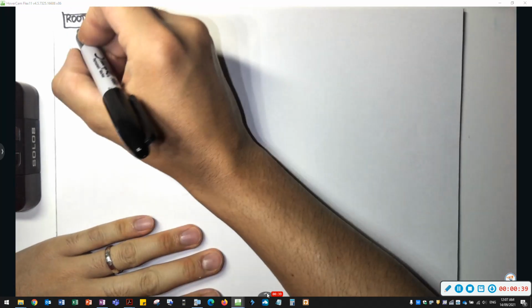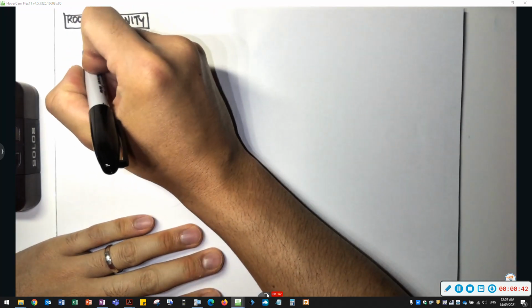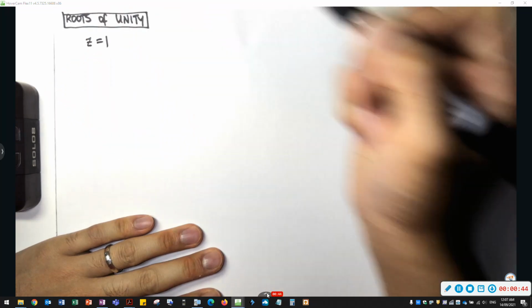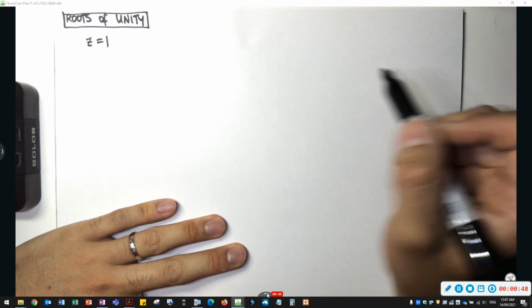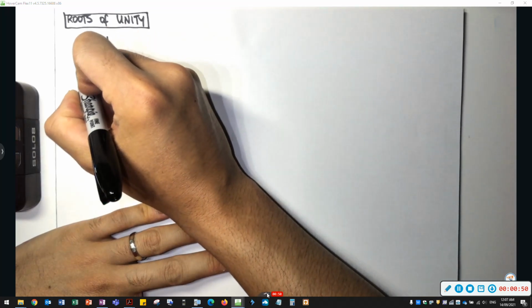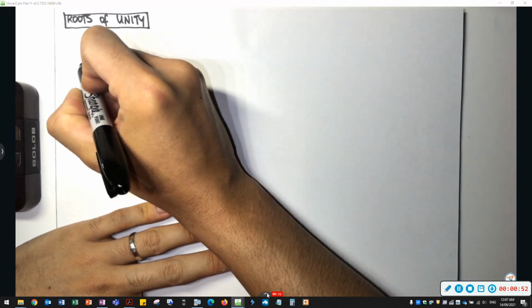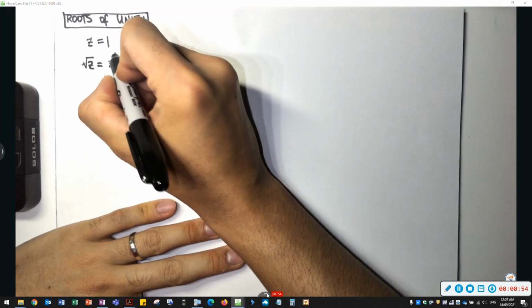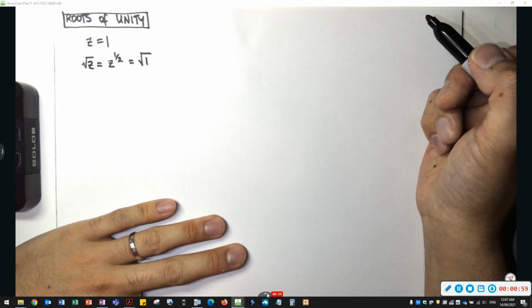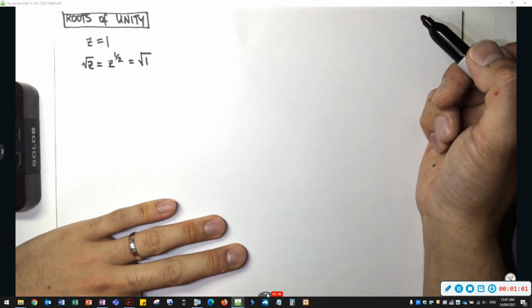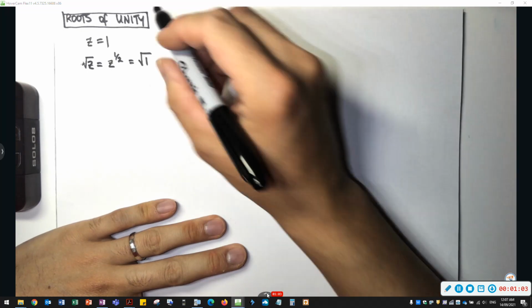So first up, we're going to start off with our number, and we'll call it a complex number with no imaginary part, z equals 1. So when we take the square root of z, we can write that as z to the half. So we're taking the square root of 1. So the square root of 1 is 1 itself.